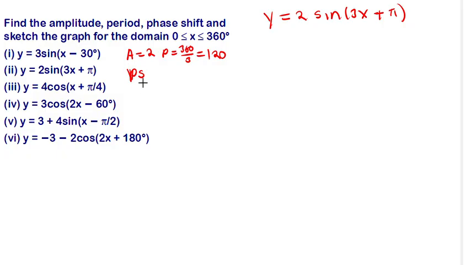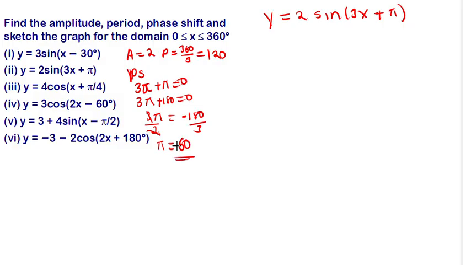Then the other one is the phase shift. So how do we calculate the phase shift? We say 3x plus pi is equal to 0. So remember pi is 180, right? So 3x is equal to negative 180. And you divide by 3, divide by 3. So this is telling me that x is equal to negative 180 divided by 3. Then you have negative 60, like that. Okay, that's what you are having.